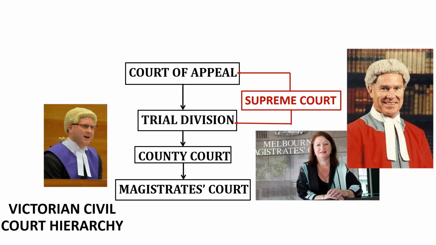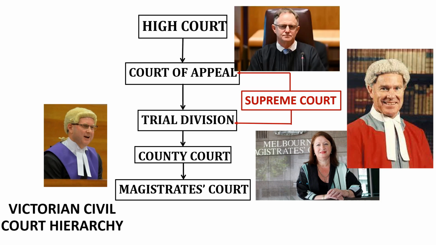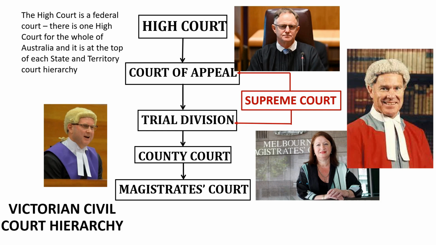And finally, at the very top of the Victorian civil court hierarchy, we have the High Court. The High Court is a federal court, unlike all of the other courts in this diagram, which are Victorian courts. There is only one High Court in Australia, and it sits at the top of each state and territory court hierarchy.